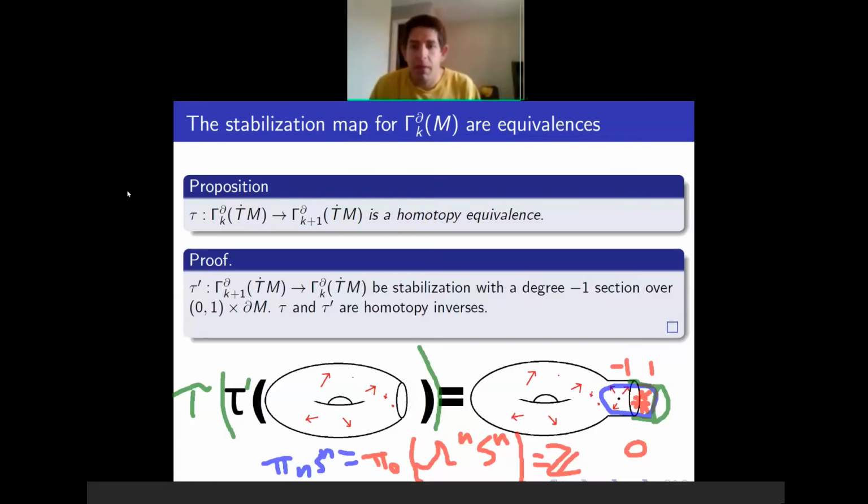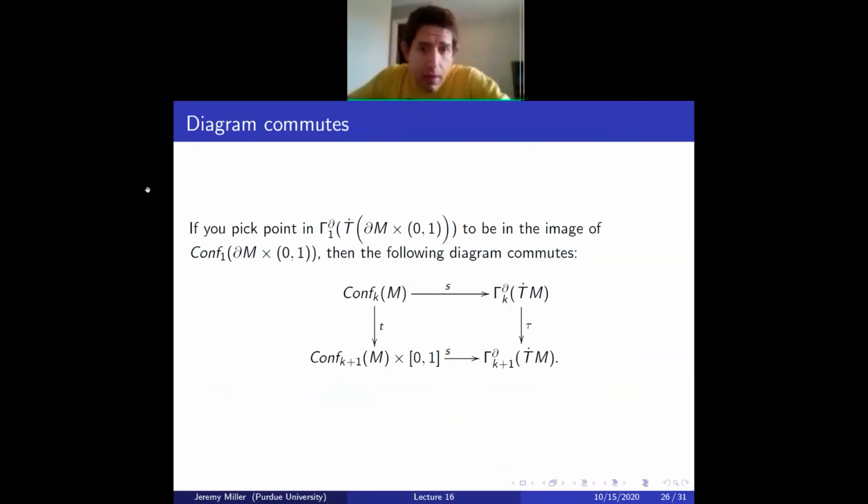Sorry, I'm happy to repeat some of this. I don't think this was that clear of an explanation. Okay, whatever. So the stabilization maps for section spaces are homotopy equivalences. And if you pick your section here to be in the image of the scanning map, then you can make this diagram commute.